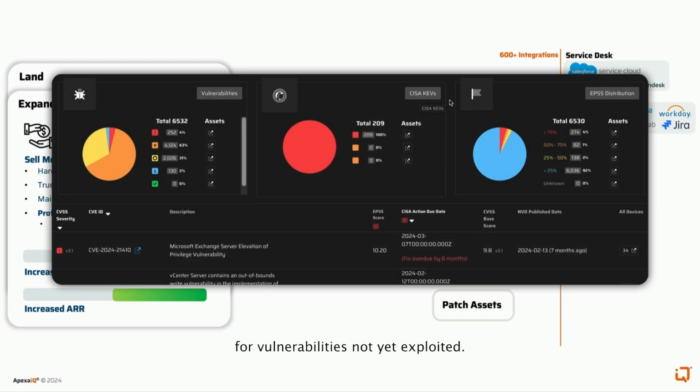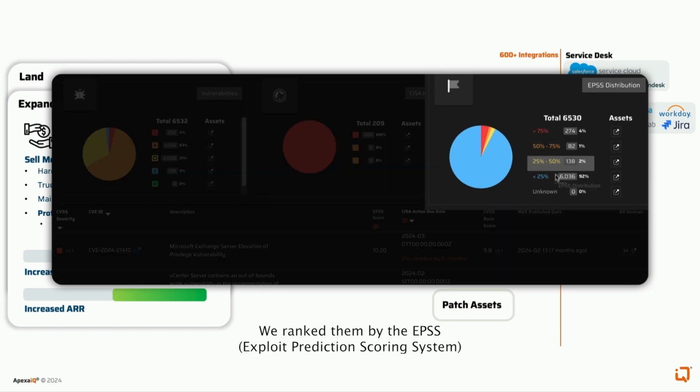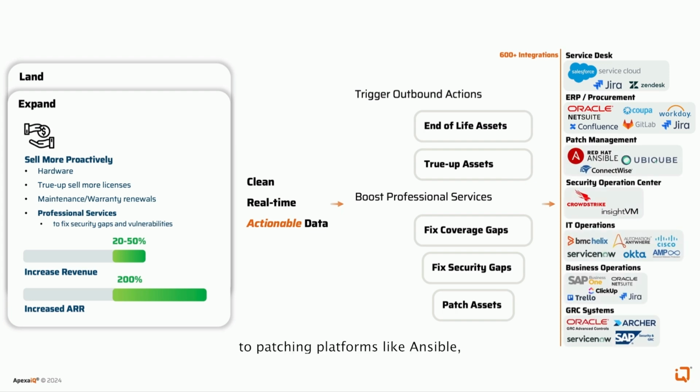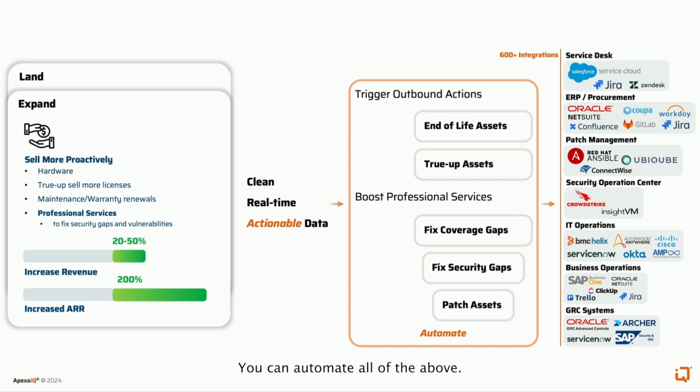For vulnerabilities not yet exploited, we rank them by the EPSS score, which shows you how easily they can be exploited. Push the data outbound to patching platforms like Ansible, Ivanti, or any other platform based on your remediation measures. And the best part, you can automate all of the above.